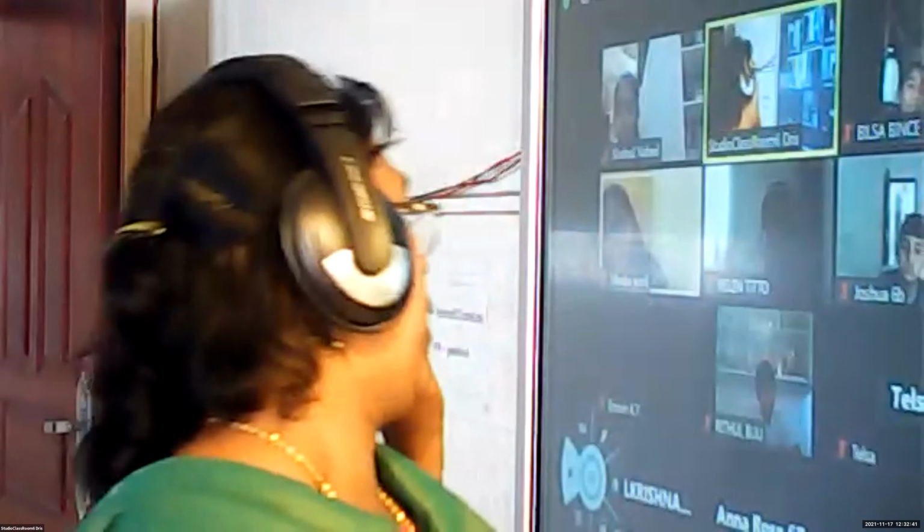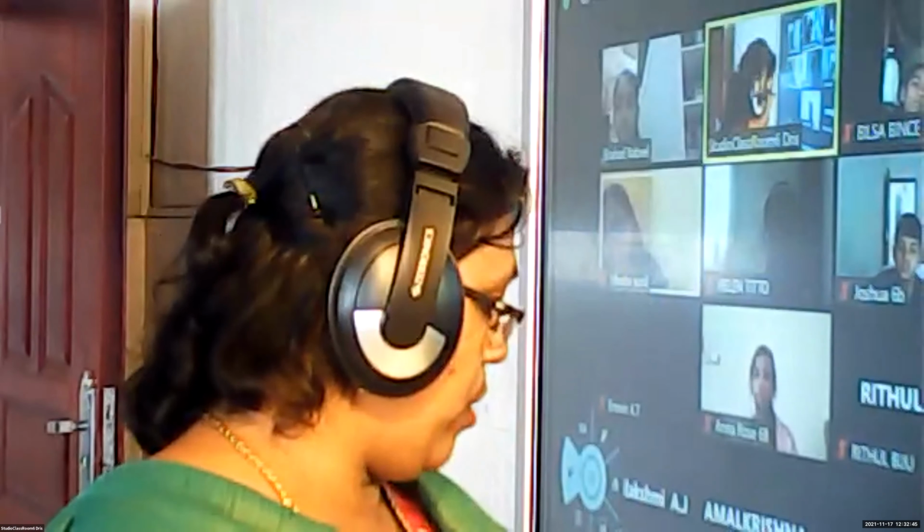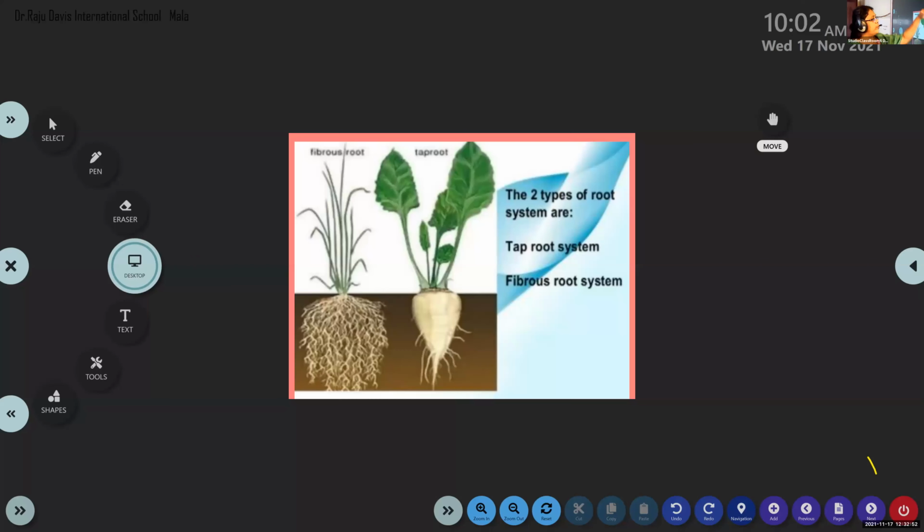All three types of root are divided under two root systems. That is why we are moving on to the next topic, the root system. So you can just write the name of it. There are two types of root system. All the three roots are put together under two root systems. The first root system we call the taproot system.